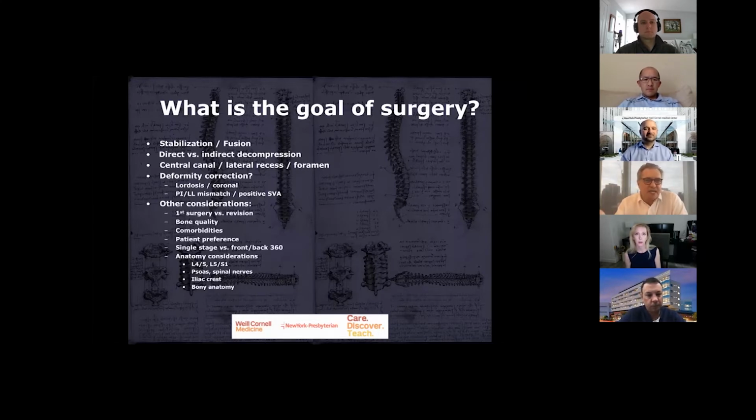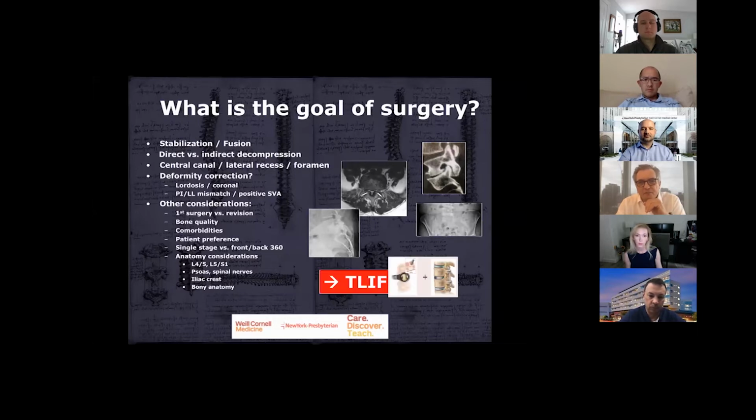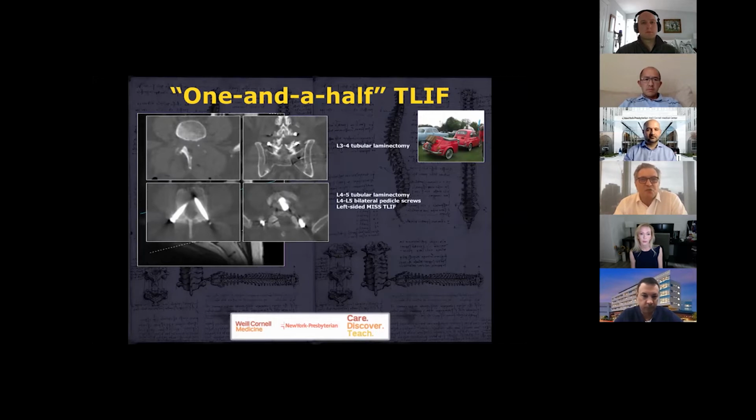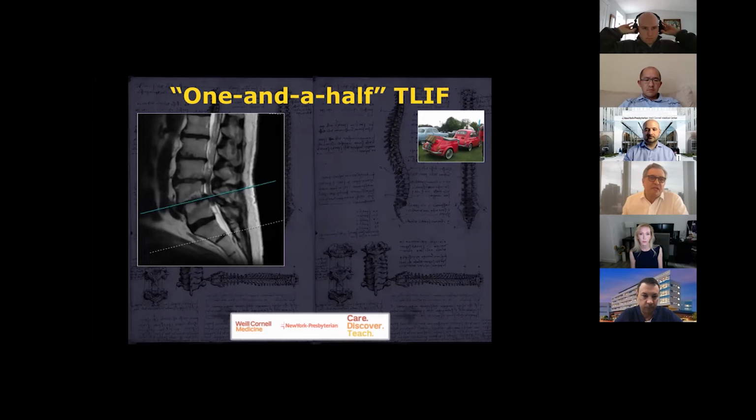And then obviously in every patient, you take all these other things into consideration: bone quality, comorbidities. You talk to the patient about patient preference, single stage, front, back, and so forth. If you put all this together, in my opinion, this is a really good case for a transforaminal lumbar interbody fusion. You could do an XLIF or an LLIF, but I would still add a direct decompression in this patient, because I would not be able to promise this patient that indirect decompression alone is going to sufficiently decompress the lumbar spinal stenosis.